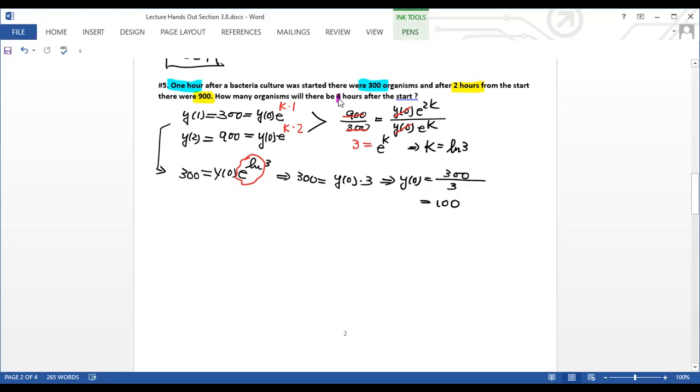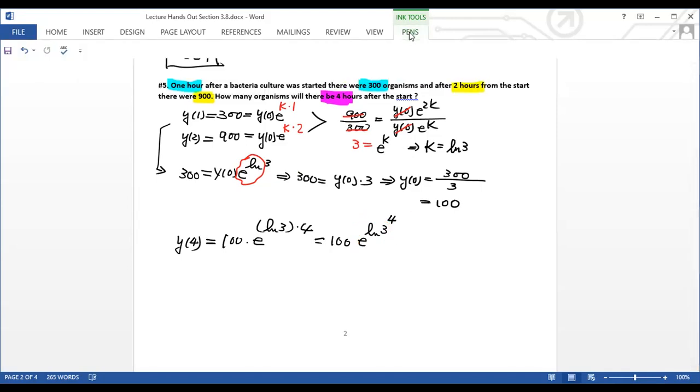And now they ask how many after 4 hours. I just plug into this formula: y4 is equal to Y0, which is 100, times e to the K, where K is natural log of 3, times 4 hours. Be careful here, you want to simplify this; you don't really need a calculator. This is the natural log of 3, and the constant 4 you can move inside. After you move it inside, this is the inverse function, right?